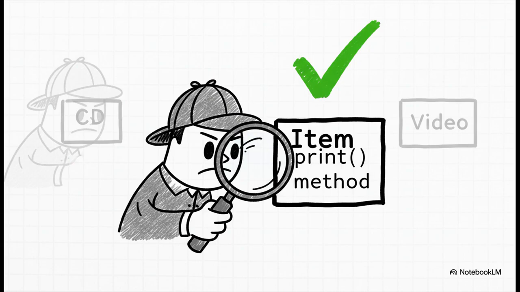Okay, so let's bring this back to our mystery. When we put all our CD and Video objects into a list of Items, their static type is Item. So the compiler looks at our code and says, okay, you're calling a print method on an Item. Let me check. Does the Item class have a print method? As long as the answer is yes, the compiler is happy and moves on. It doesn't care that the object might really be a CD underneath.